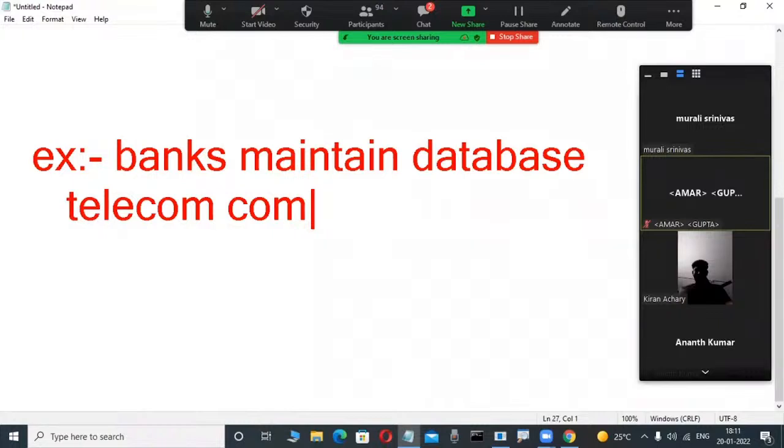Suppose so many people nowadays are purchasing items through online portals like Flipkart and Amazon. Those online shopping portals also maintain databases. When you purchase an item, how is the order number generated? Some database application is there, using the auto increment concept.